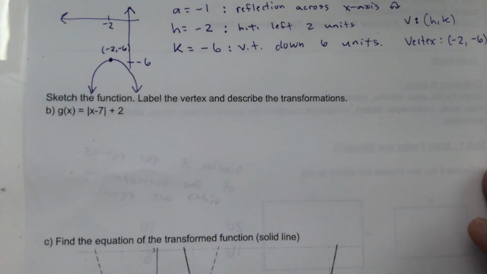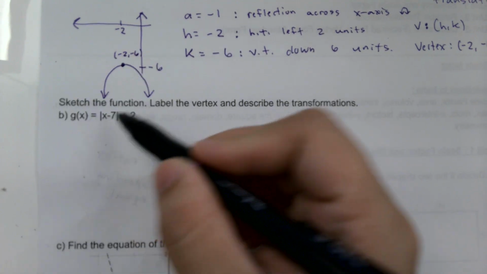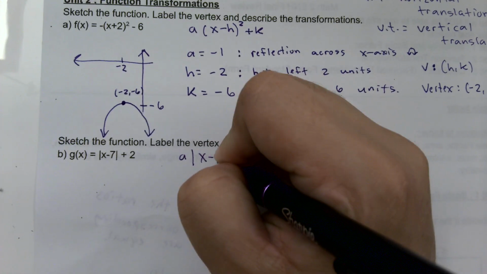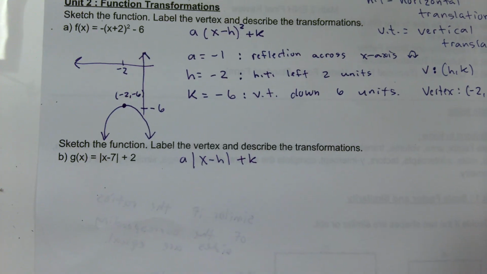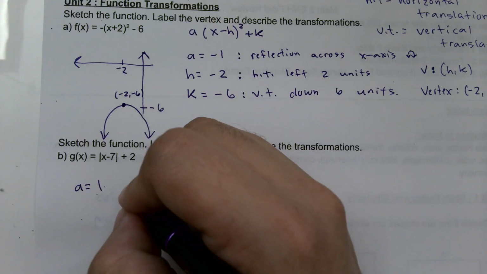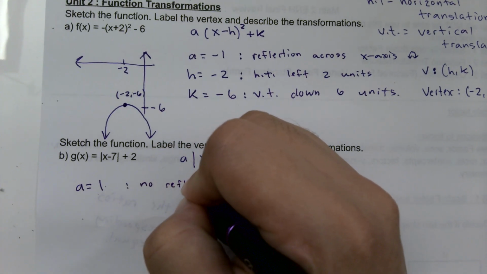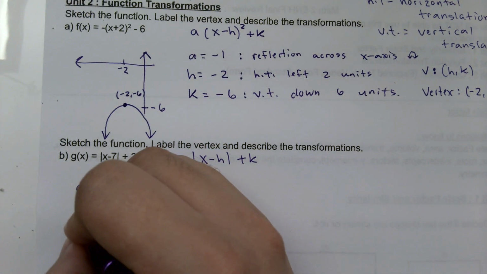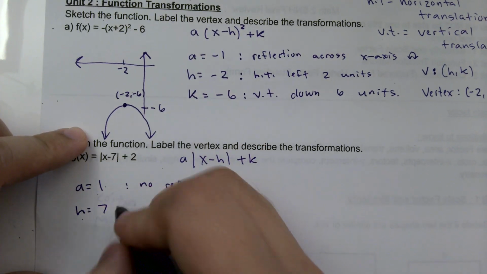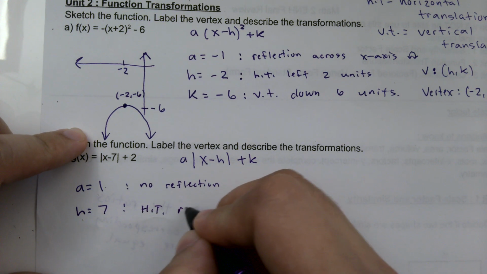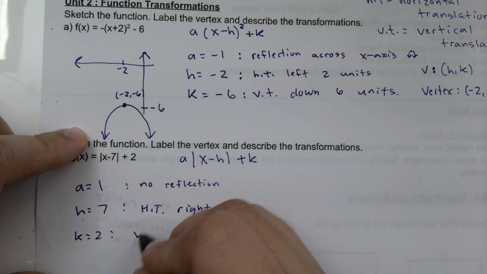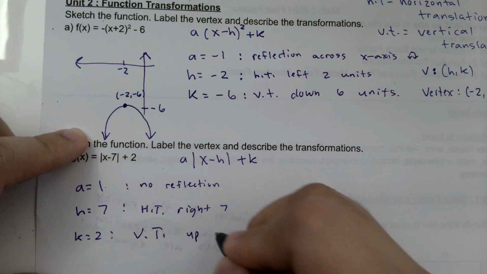Okay, the next one. What's the parent function? Absolute value. Therefore, it's a times absolute value of x minus h plus k. A equals 1 means no reflection. H: x minus 7, minus h, so h is 7. Horizontal translation right 7. K equals 2 means vertical translation up 2.